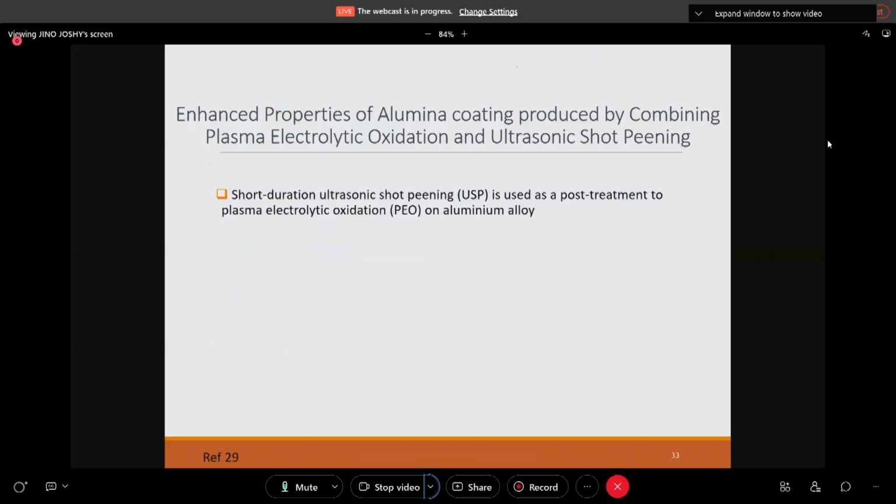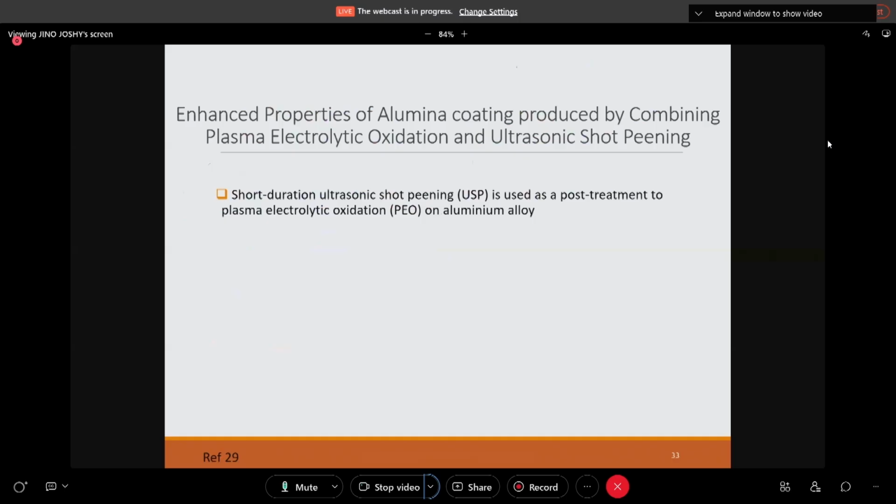And in another study, what they did was use shot peening as a post treatment for this plasma electrolytic oxidation. What does it mean? That means they did the coating, and once the coating was done, they treated the sample in the SP media. First they did the coating, then they took the coating and did the shot peening operation. Okay, here they have taken three different sets of samples.